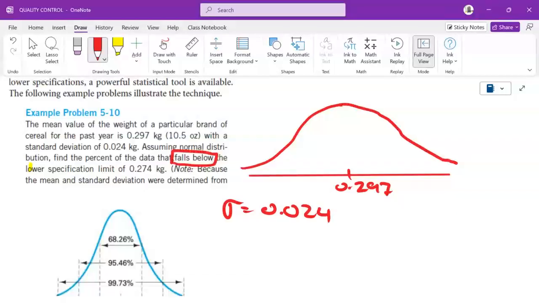These are the statements that you must look at when you're doing this. So now, the lower limit, you see this 0.274. You can tell that it is on this side at 0.274. So when they say below, they are referring to this section here. So you are looking for the percentage below.